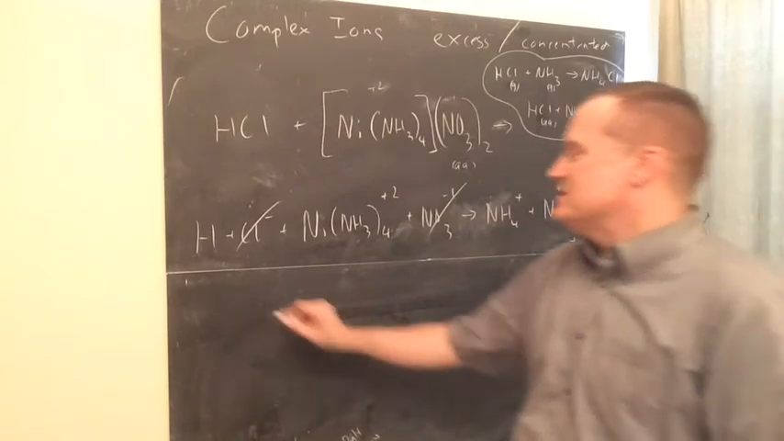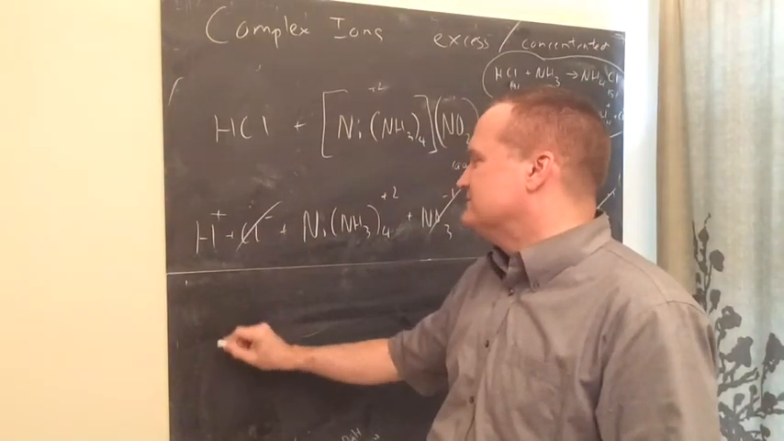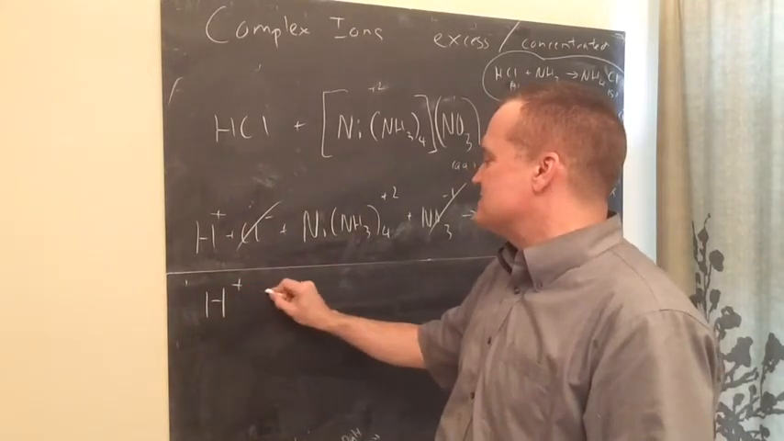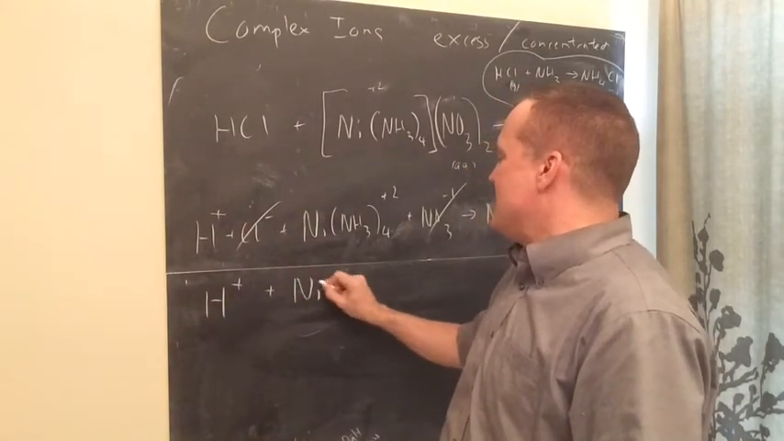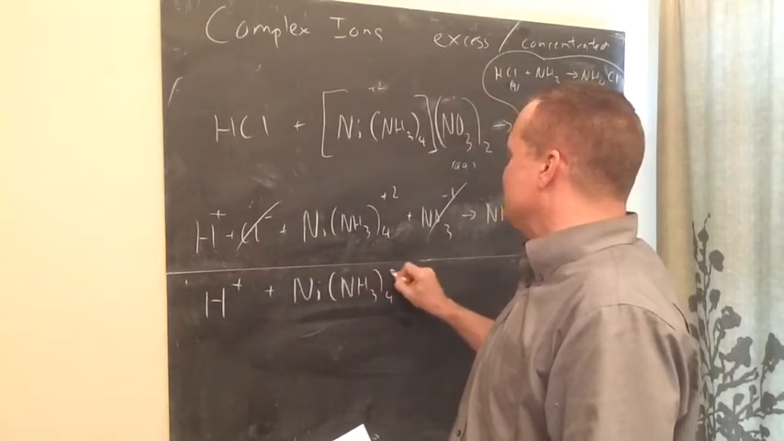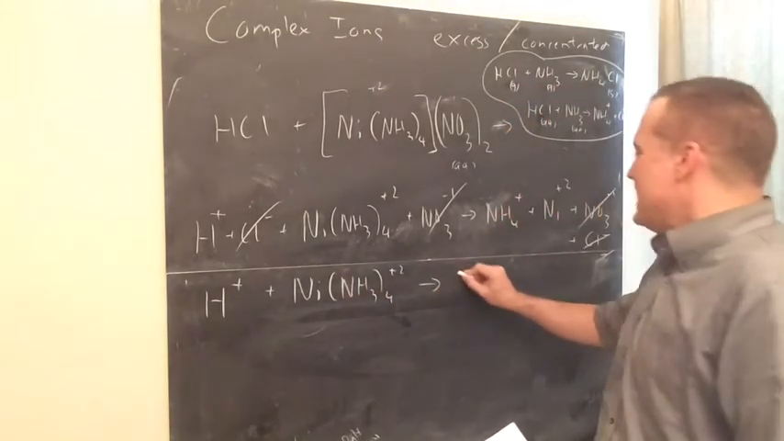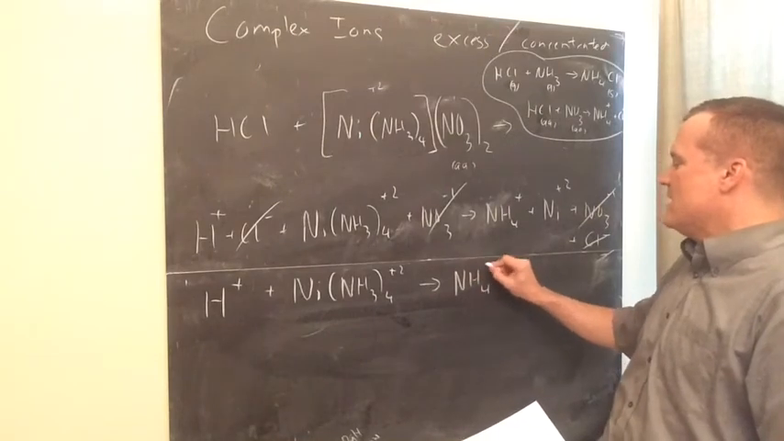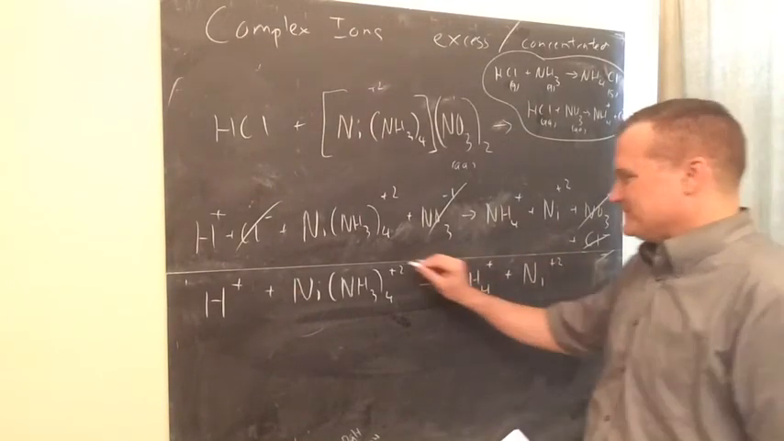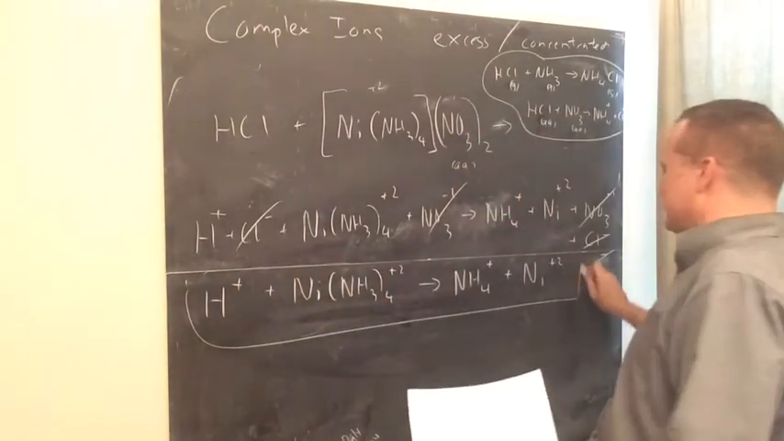Okay, so there it is. The H+ is from when I split up HCl. So H+ pulls off the ligand, and it reverses it, and it makes ammonium, and then nickel is free. There is your net ionic right there.